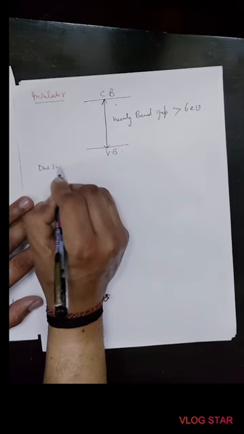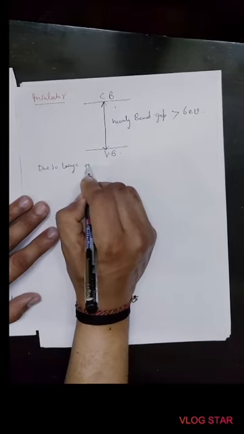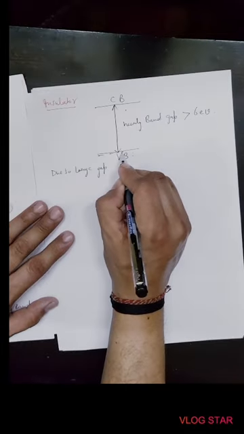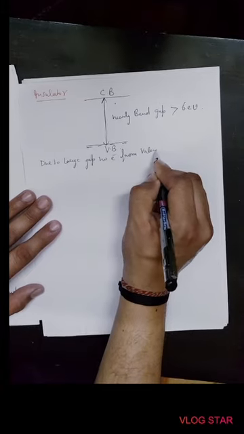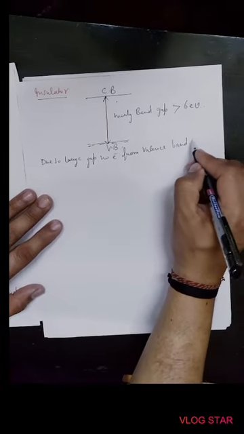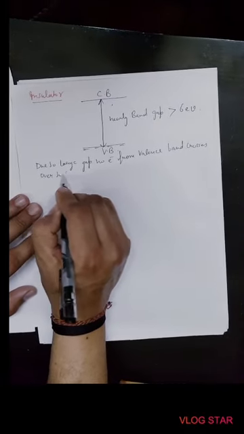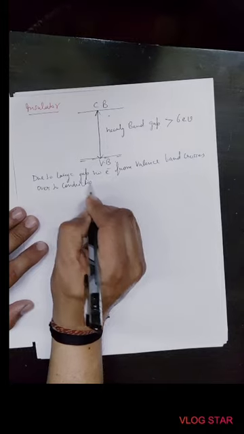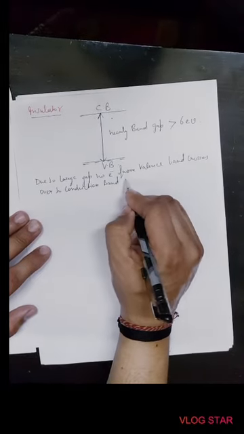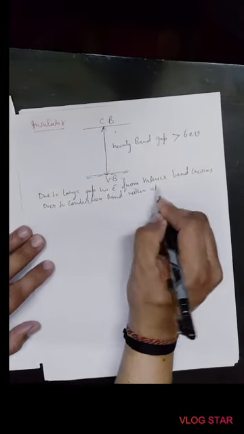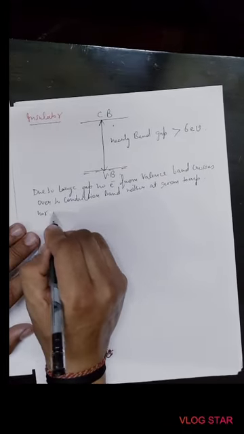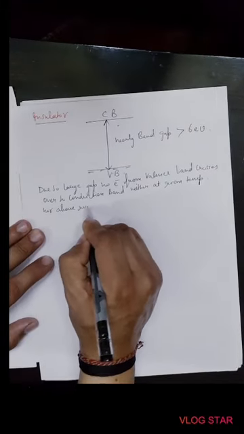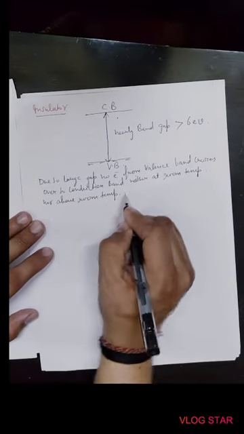Due to large gap, no electron from valence band crosses over to conduction band, neither at room temperature nor above room temperature.